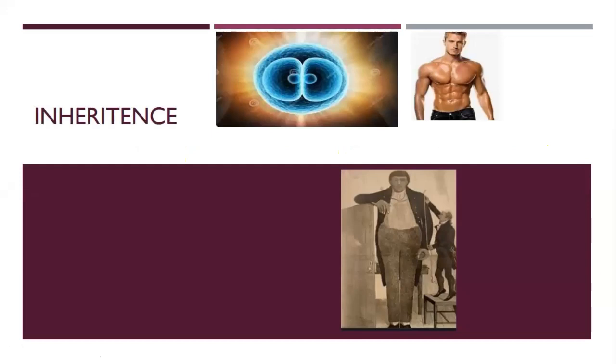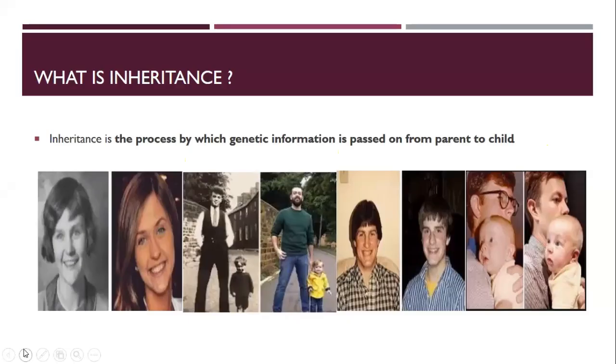Today we'll be talking about the 20th lesson in the Government Science Textbook, Inheritance. What is inheritance? Inheritance is the process by which genetic information is passed on from parent to child.